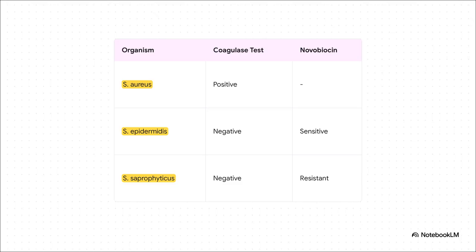So the point is, with just a few smart, targeted tests, we've gone from millions of possibilities all the way down to a specific ID.